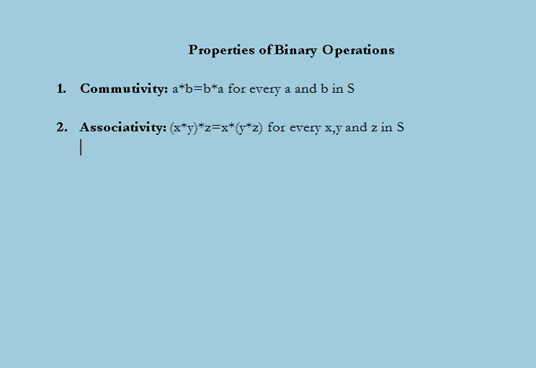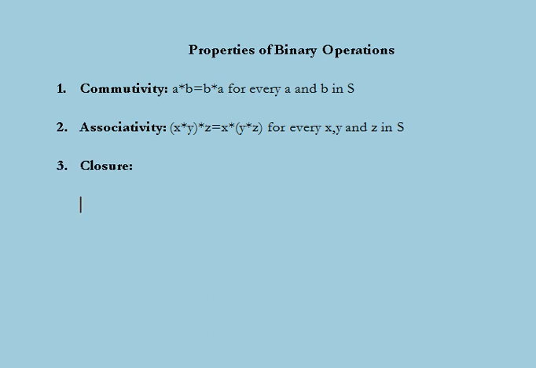Another property of binary operations is associativity. A binary operation denoted by star is said to be associative on the set S if and only if the binary operation on x and y along with the binary operation of z is equal to the binary operation of x and the binary operation of y and z, which can be represented as (x star y) star z is equal to x star (y star z) for every x, y and z in S. Here both addition and multiplication in the real number system are usually defined as associative operations.